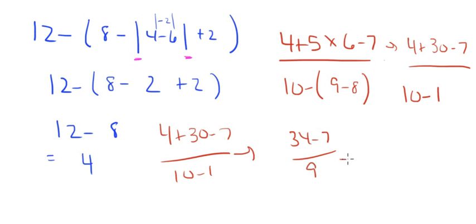1 is 9. My next step is 34 minus 7 is what? What's 34 minus 7? It's 27. And we have 9. And what's 27 over 9 equal? Okay, are we okay with that? Emma?